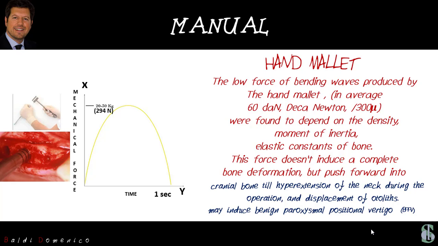Furthermore, for the same reason, we can also say that the low force of the bending waves produced by the hand mallet was found to depend on the density, moment of inertia, and elastic constant of the bone. This force doesn't induce a complete bone deformation, but pushes forward into the cranial bone, causing hyperextension of the neck during the operation, and displacement of otoliths may induce benign paroxysmal positional vertigo.